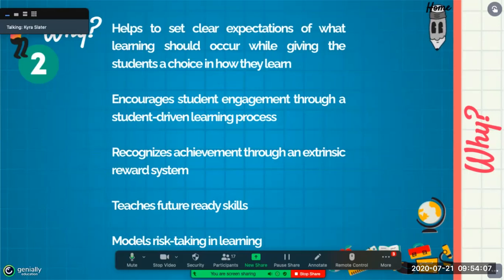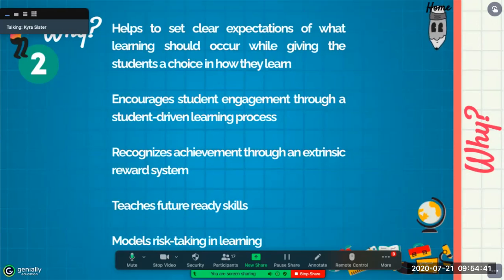When we look at what badges are and why they are good for teachers in their classroom, it helps them to set clear expectations of what learning should occur while giving the students choice in how they learn. I'm a big advocate of students having complete choice. It gets a lot more buy-in and it helps that classroom culture. I also believe that students are encouraged through engagement when they feel they have that choice, and then it drives their learning, and then the teacher can kind of take a step back and facilitate that learning.